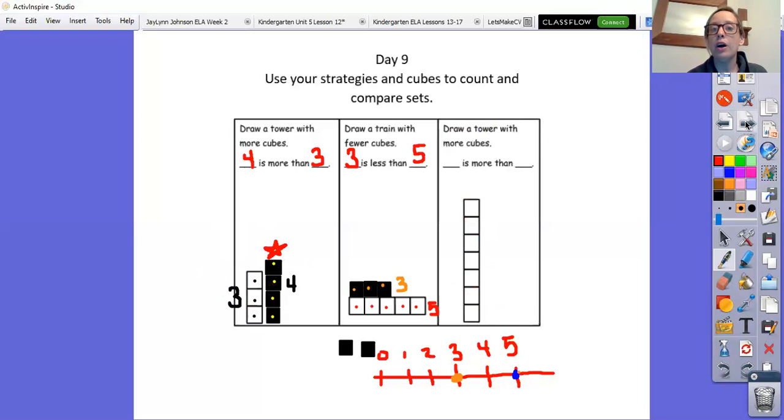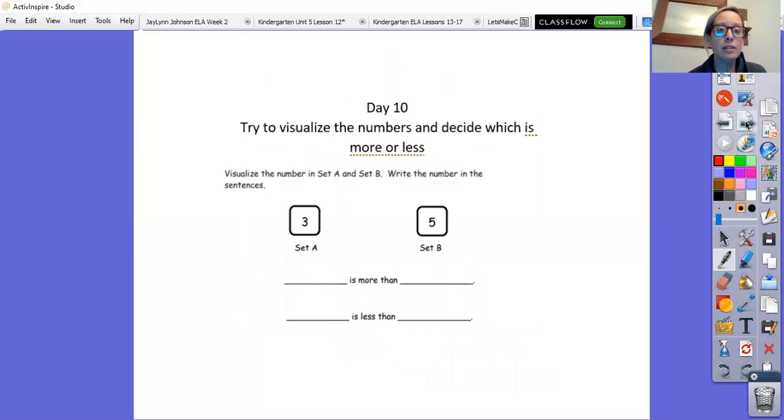Okay. All right, looking at day 10. So try to visualize the numbers and decide which is more or less. Again, we're going to use our brain to think about, what does this really look like? What would 3 look like? What would 5 look like? It says visualize the number in set A, which is right here, and set B. Write the number in the sentences.